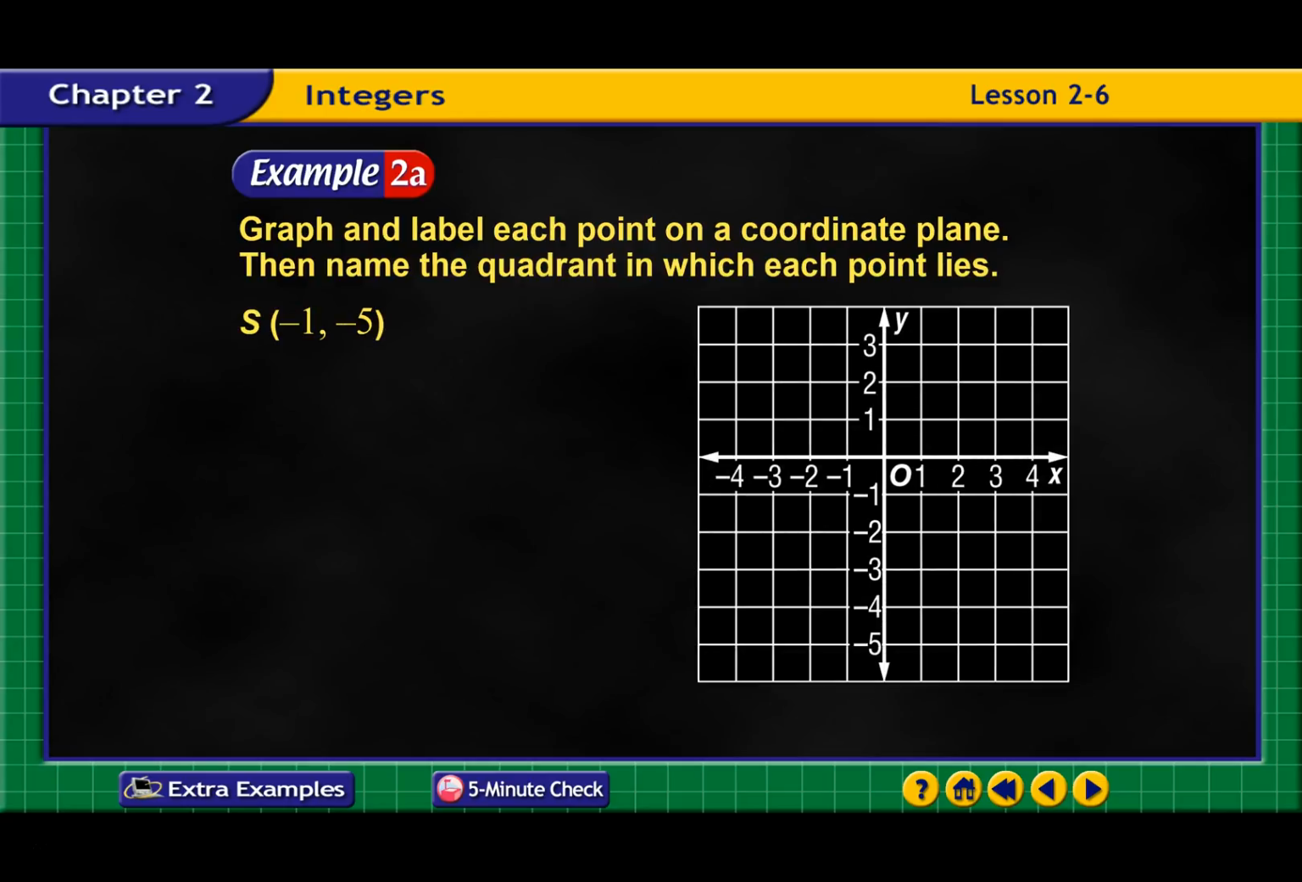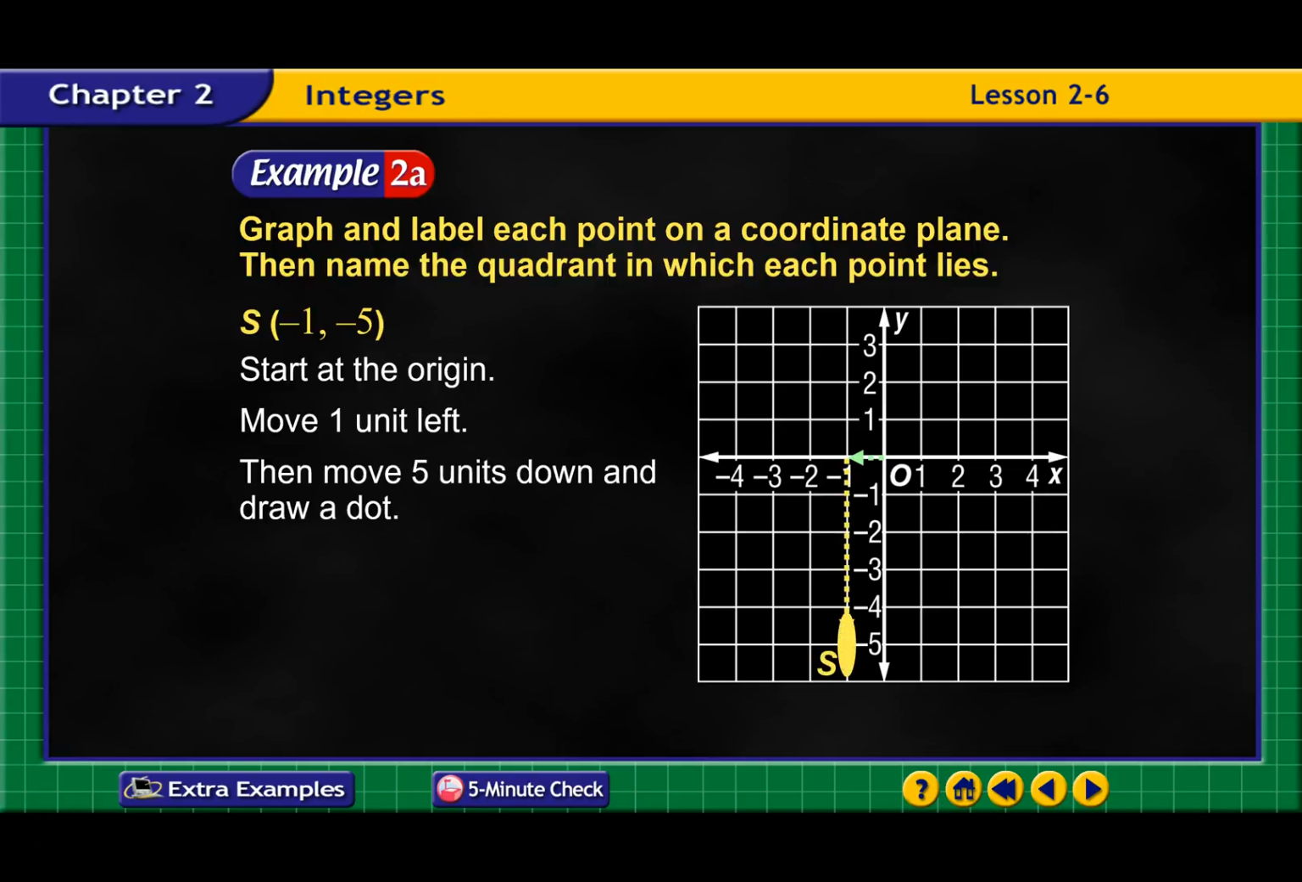All right, so graph the point. We're going to graph -1, -5. So the x means it goes over 1 and the y means down 5. So let's end up down here. Let's see what they do. Start at the origin, move 1 unit to the left, and then move 5 units down, and then draw our dots.